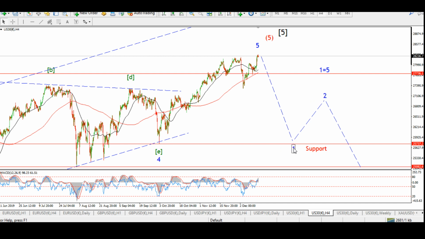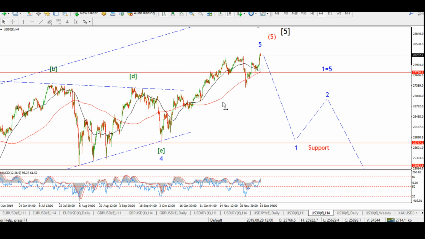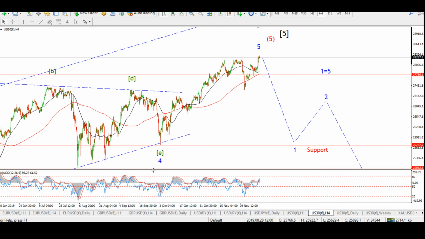Okay, there's wave 1 and 2. And you have here at this 27,736, you have the level where wave 1 in blue equals wave 5 in blue. So here's wave 5 in blue and wave 1 in blue way back last year sometime. Okay, so let's get into the hourly chart and we'll pull this apart here.